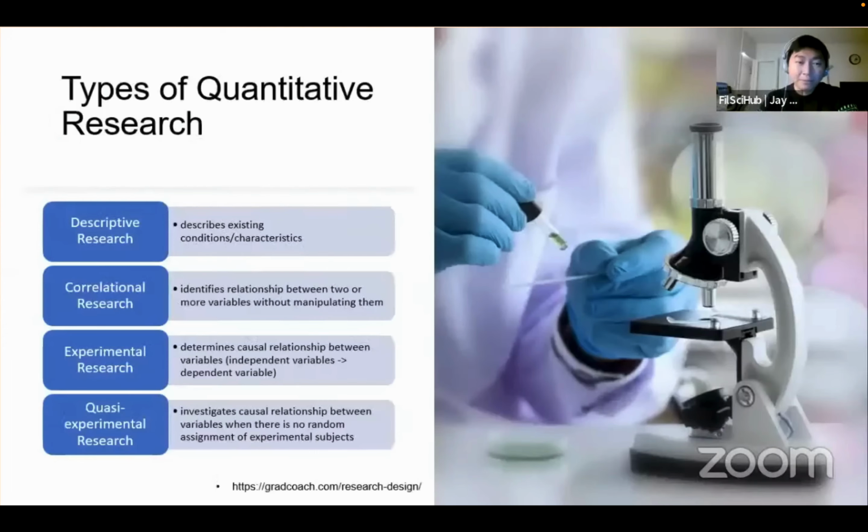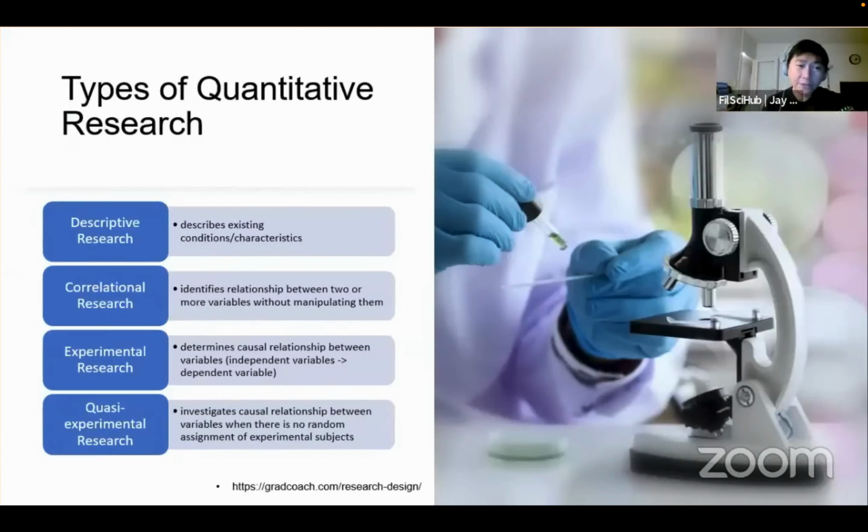But before I move on discussing experimental design further, I'd just like to introduce the different types of quantitative research. In this webinar, let's focus on quantitative research. There's also qualitative research, which is done in the humanities, arts, and social sciences. That's a different realm of research. What we are dealing with here is numbers, numerical values. That's why it's quantitative research.